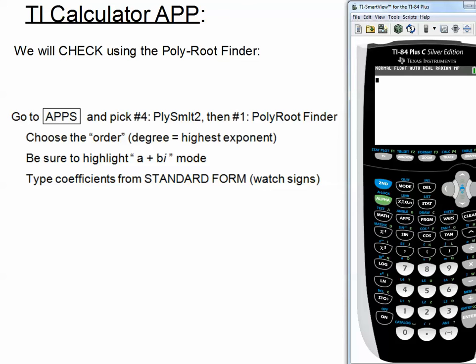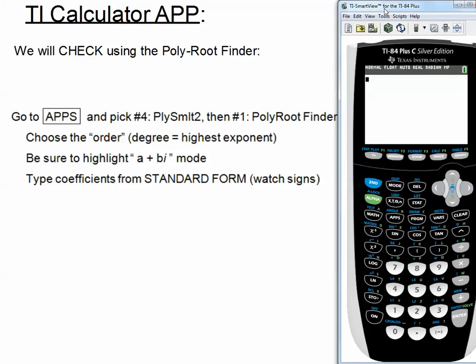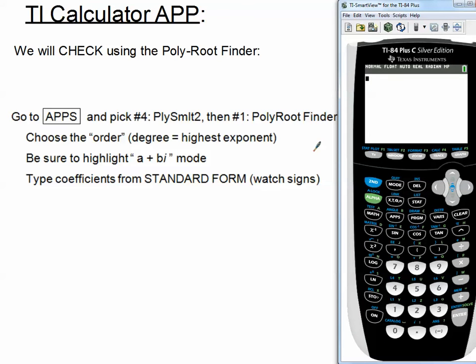So get your calculators out and turn them on. Here's mine. I'm going to try to keep it over here so we can see our text. What we're going to do is push the apps button. The apps button is right here. So push the apps. I have 4 applications on my calculator. I'm interested in number 4, the Poly Simul, it's got a 2 on there as well. So I'm going to push 4 to access that app. And here it is. It says press any key, so I'll push enter.